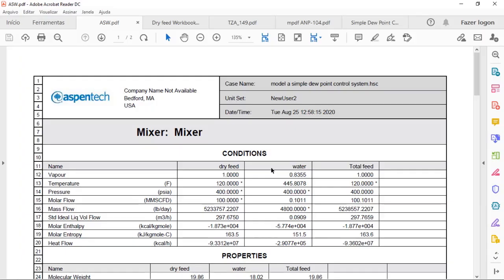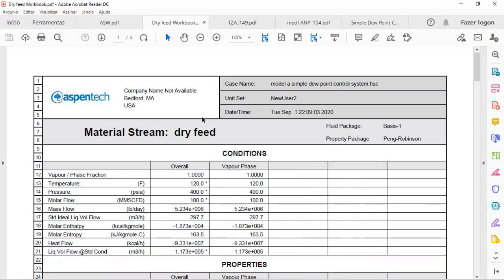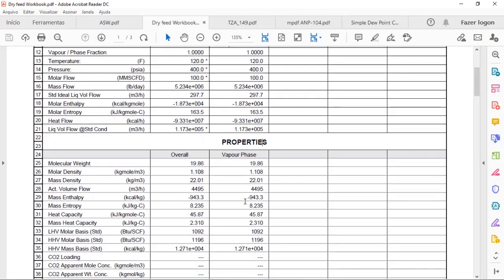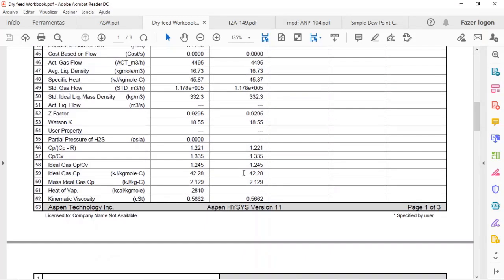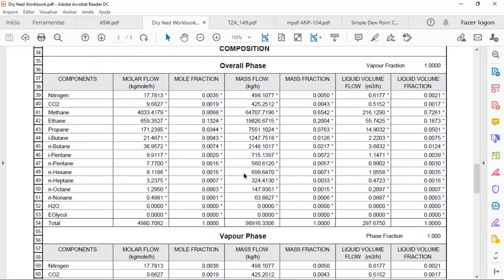The information that he shared with me is available in these two PDF documents, ASW and also the dry feed workbook. Here you will find the conditions of the streams and also the composition that he used to do the process simulation.